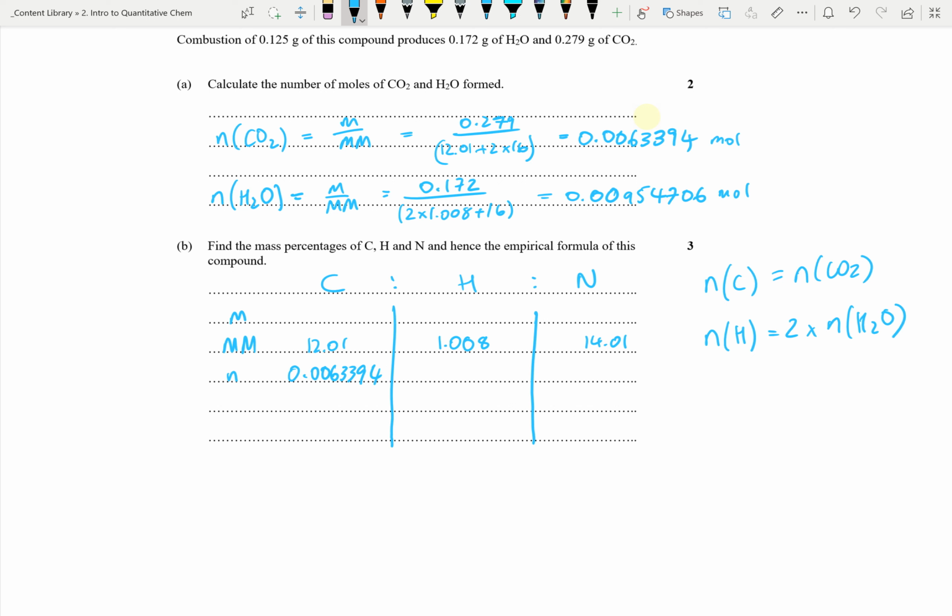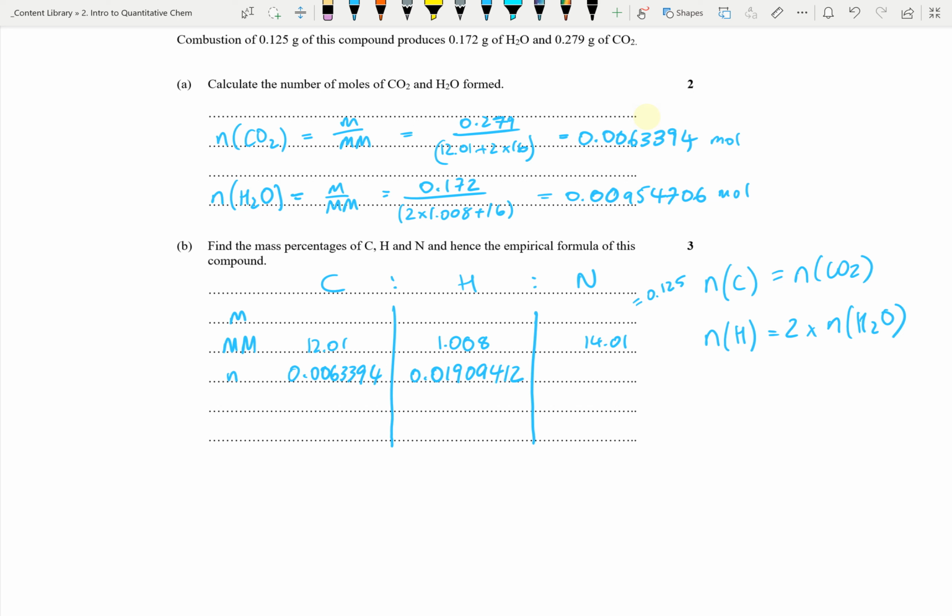Moles of hydrogen is actually going to be double the moles of water, because for every 1 water, I get 2 hydrogen. So 2 times 0.0954706 is 0.01909412. Right, so I can't work out moles yet, but I can work out those masses. And then I know the total equals 0.125, so I can work out the nitrogen mass. Great, that's my order.